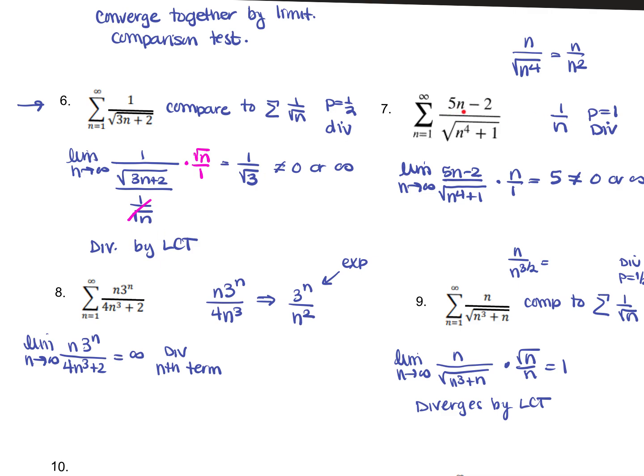Degree of the top is n. Degree of the bottom is n squared. So overall, it's 1 over n. That's a divergent p-series. And again, the limit's finite, non-zero, so they both diverge.